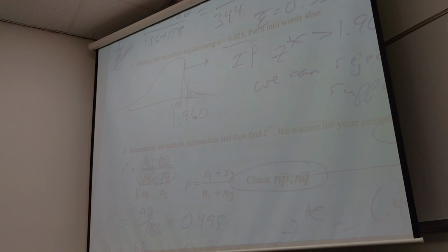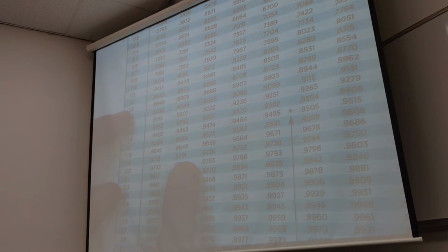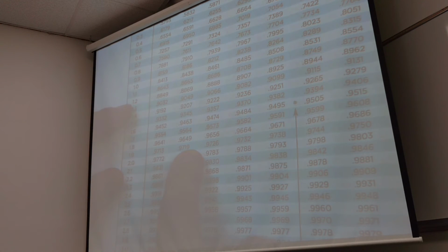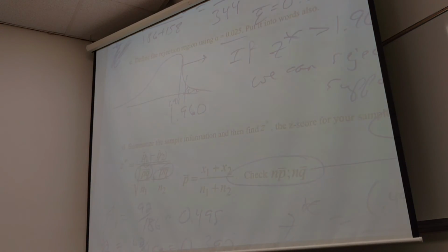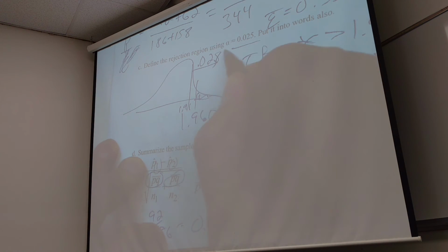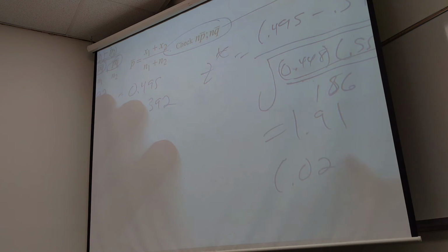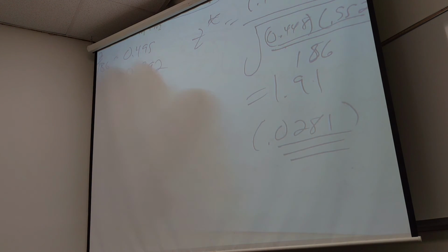So if you look it up, 1.91, I get 0.9719. But is that the right thing? Is that in the tail of it? 0.9719 would be down here, so I have to do 1 minus that. So is it 0.0281? The p-value is the area in the tail that your z-score makes. So that's the p-value in this case, 0.0281.